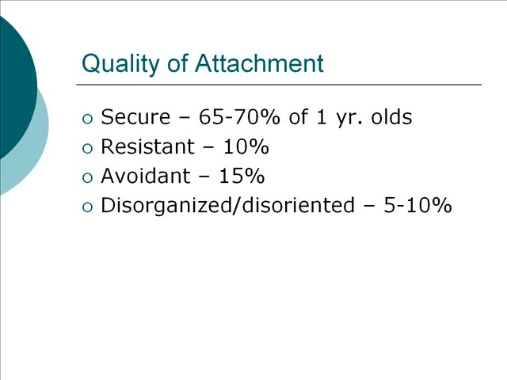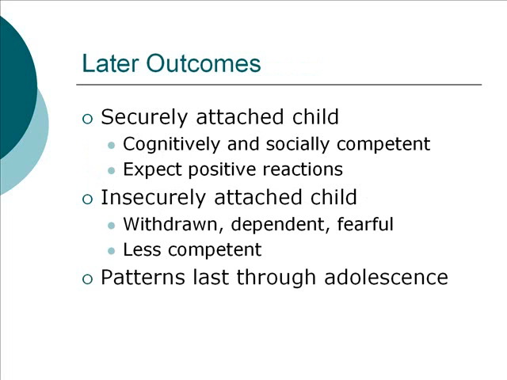The reason I haven't given you more in-depth definitions of resistant, avoidant, and disorganized, disoriented attachments is that they're often combined into a bigger category called insecure attachment. And those who have insecure attachments tend to have very negative outcomes. And you can see this in the later outcomes.